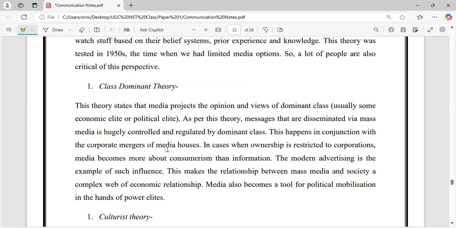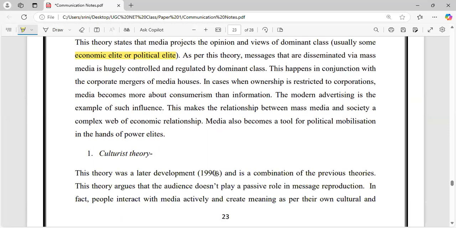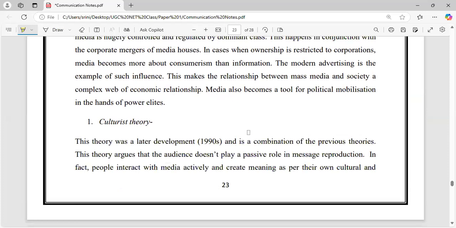And then class dominant theory. This theory states that media projects the opinion and views of the dominant class, usually some economic elite or political elite. This is true to some extent. This makes the relationship between mass media and society a complex web of economic relations. Media also becomes a tool for political mobilization in the hands of power centers. It is somewhat true.